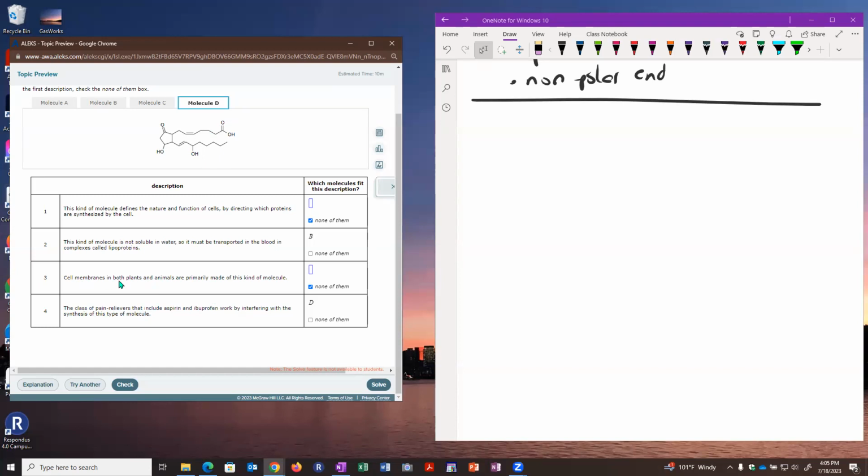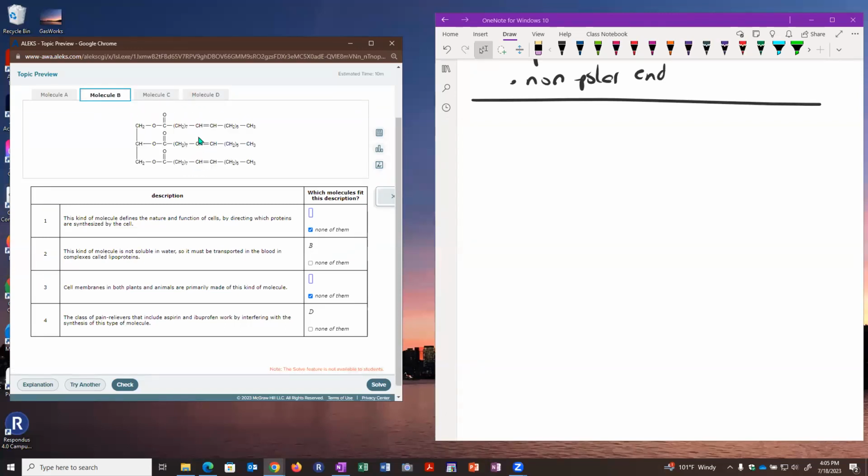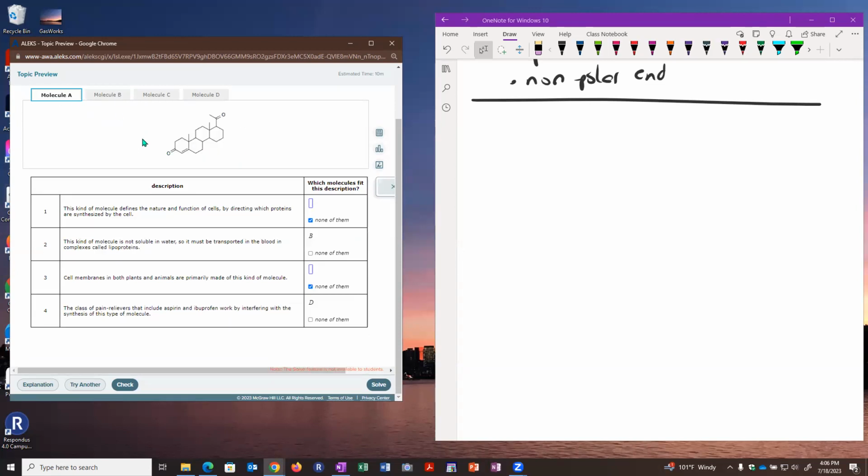If we look at number 3, cell membranes in both plants and animals are primarily made of this kind of molecule. So cell membranes are made up of a phospholipid bilayer, right? So we need to find a phospholipid. D obviously isn't, that's a prostaglandin. C is not. B is a regular triglyceride, and A is not either. So none of them actually fit that description.